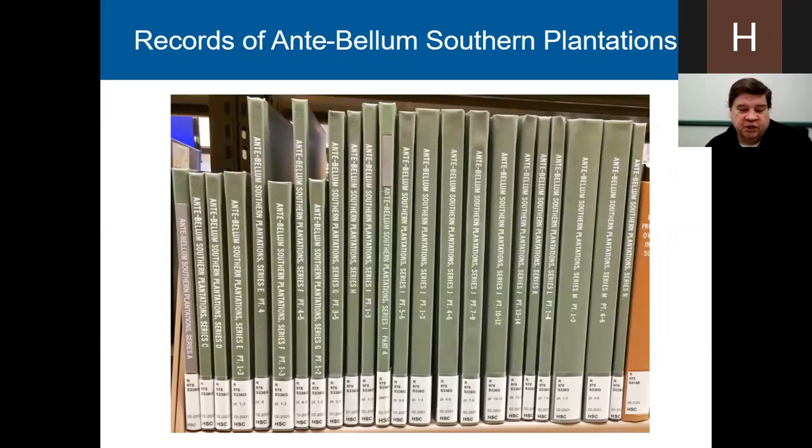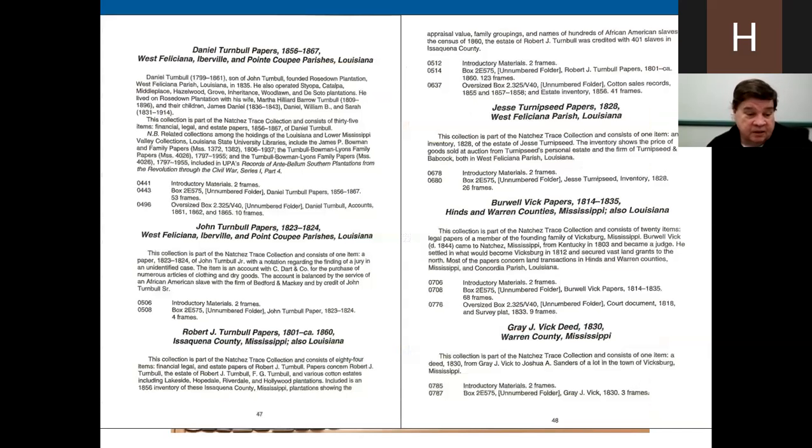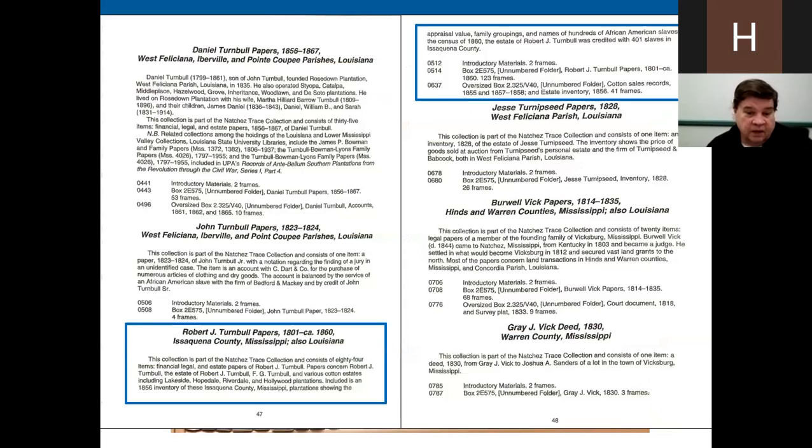Another source of information is the records of antebellum Southern plantations. This is a huge, huge, huge microfilm set. We only have a very small portion of it. It is made as microfilms of records of slave-owning families from the South that are stored in various archives. And these archives might be places like Duke University or Tulane University or LSU or the Mississippi State Archives. And so this set of books is a great index to it. In this case, it's by the slave-owning family, so you have to know that.